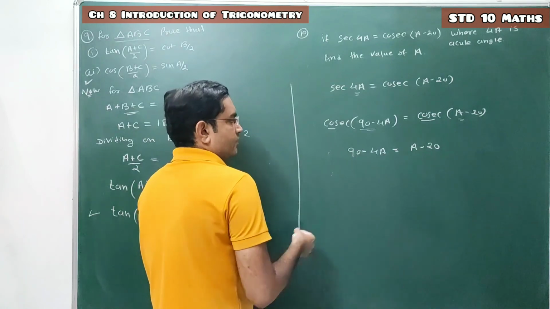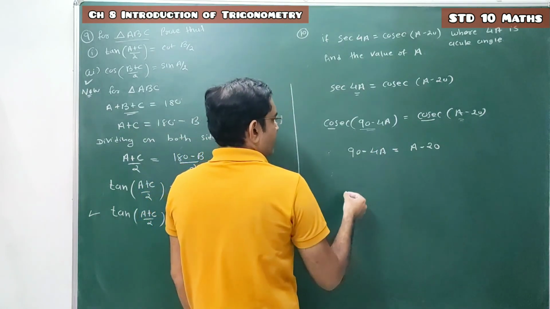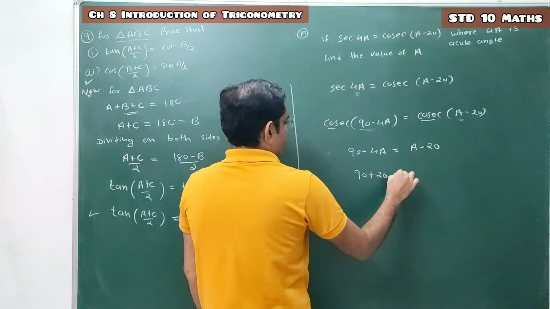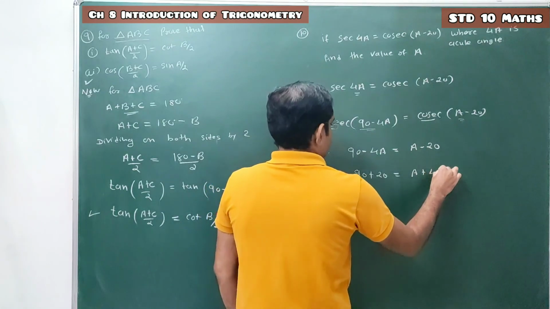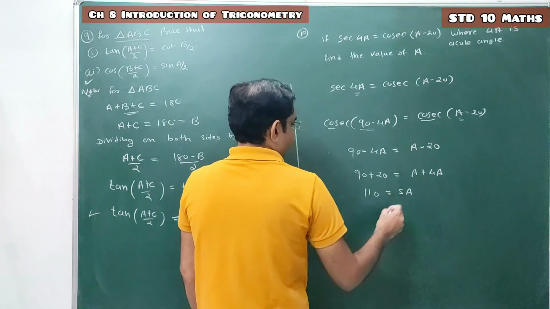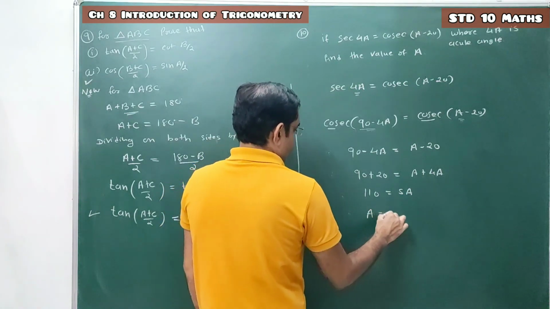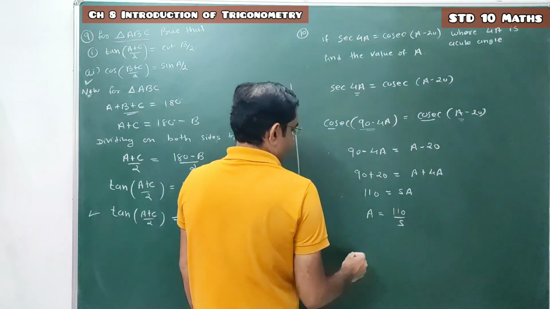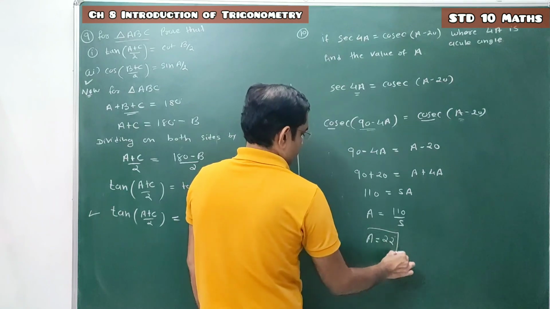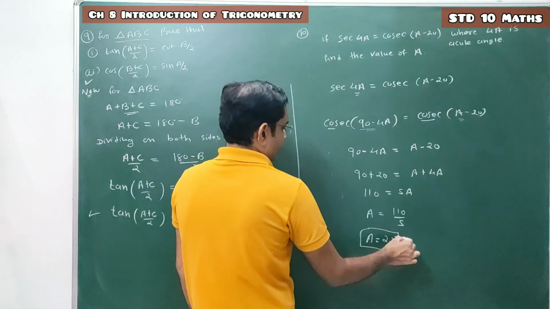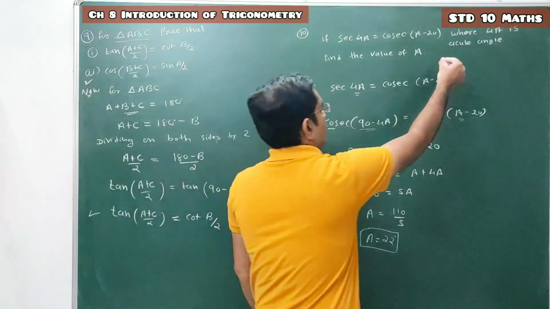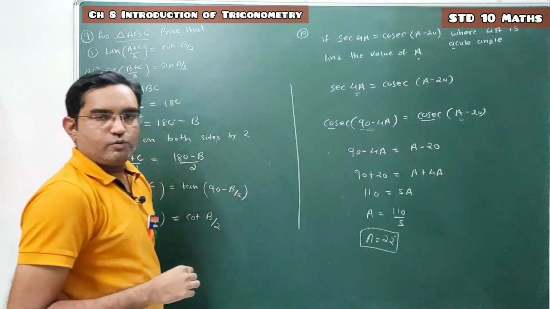This is one linear equation. Solve it to obtain the value of A, taking minus 20 on the left hand side. So it's 90 plus 20 equal to A plus 4A. So 110 equal to 5A. So A will be 110 by 5. So the value of A is 22. Done. So 22 degree, where A is an acute angle. The question is to find the value of A. So A is an acute angle whose measure is 22 degree.